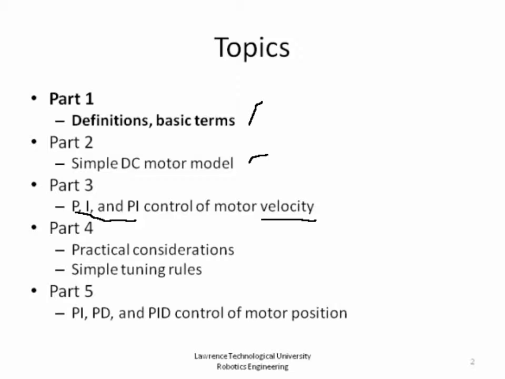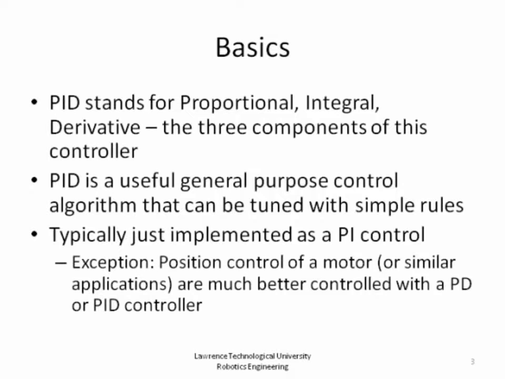Part 3 will do proportional, integral, and PI control of the motor velocity, kind of like controlling a robot's speed. Part 4 we'll talk about some practical things and some tuning rules. In Part 5 we'll talk about controlling motor position and why you want to use a PD control as opposed to the PI control that works so well for velocity. So let's start with some basics.